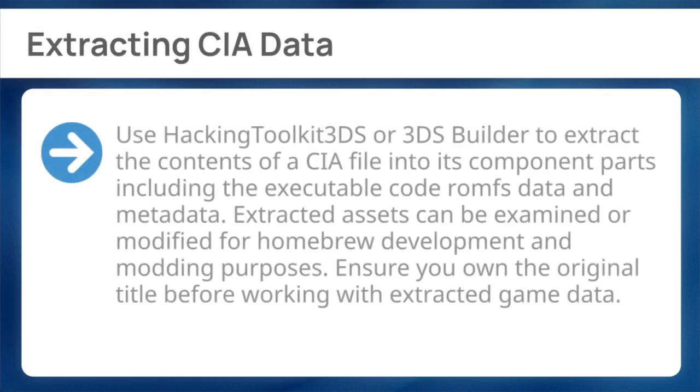Finally, extracting CIA data. Use Hacking Toolkit 3DS or 3DS Builder to extract the contents of a CIA file into its component parts, including the executable code, ROMFS data, and metadata. Extracted assets can be examined or modified for homebrew development and modding purposes. Ensure you own the original title before working with extracted game data.